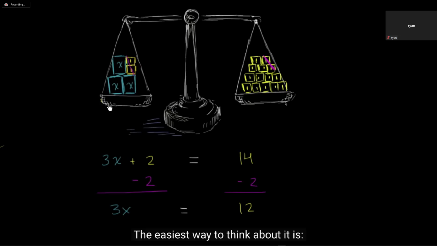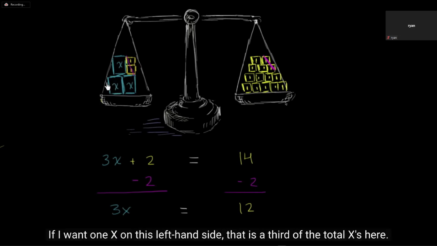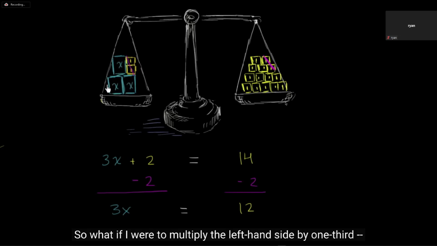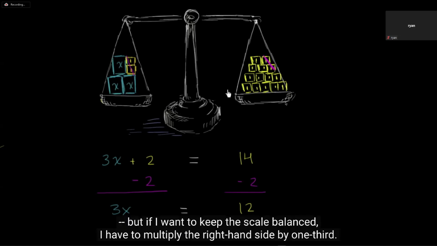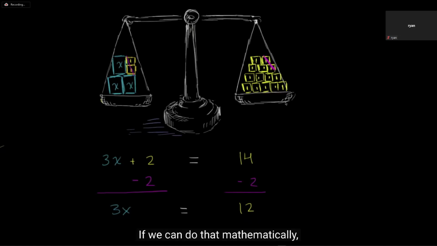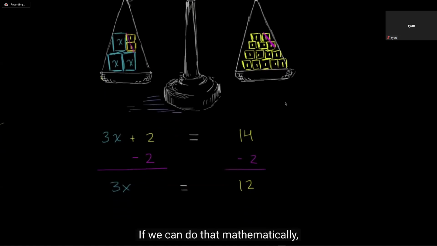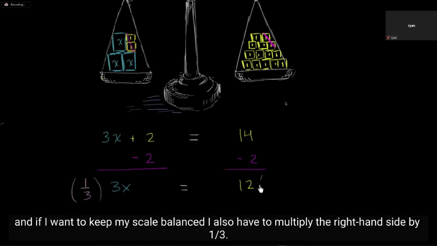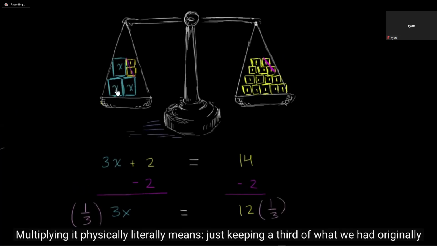So the easiest way to think about it is, if I want 1x on this left-hand side, that's 1/3 of the total x's here. So what if I were to multiply the left-hand side by 1/3? But if I want to keep the scale balanced, I have to multiply the right-hand side by 1/3 too. Mathematically, I can multiply the left-hand side by 1/3, and I also have to multiply the right-hand side by 1/3. And multiplying it physically means just keeping 1/3 of what we had originally.